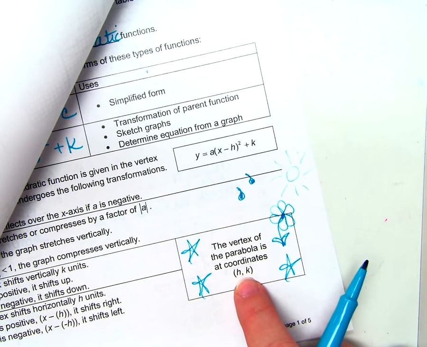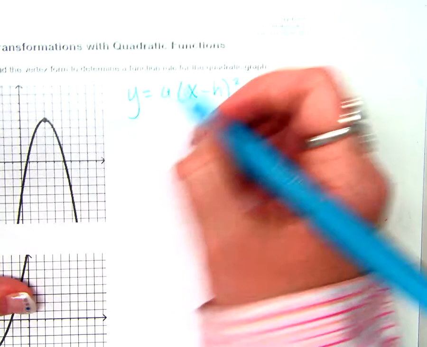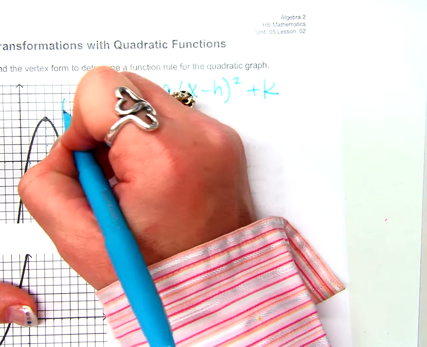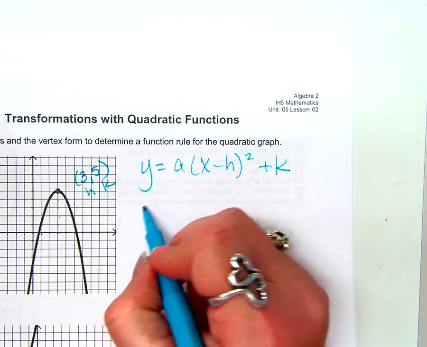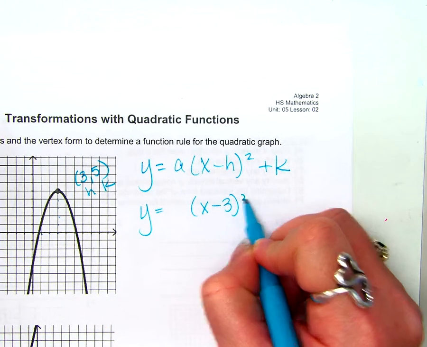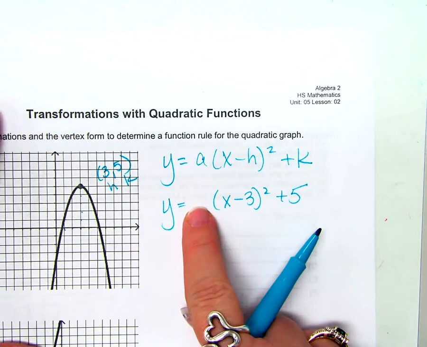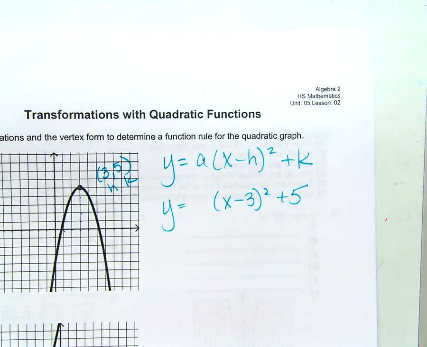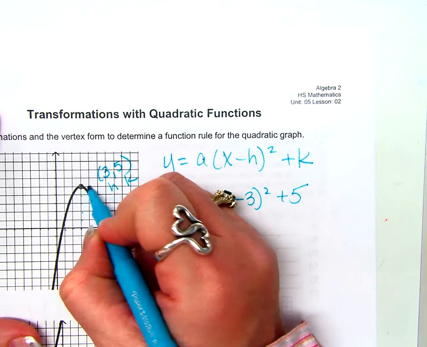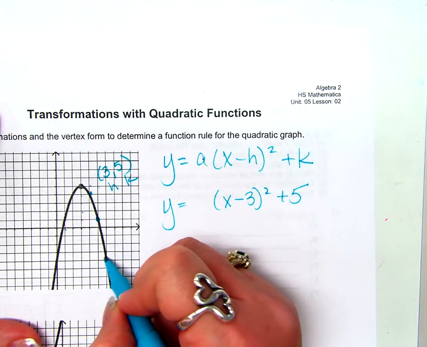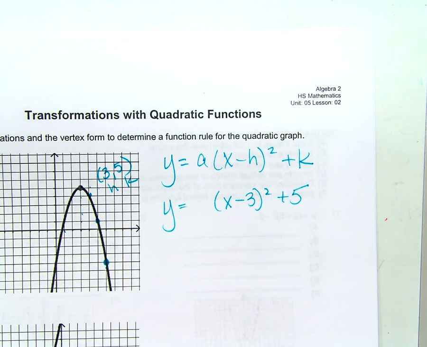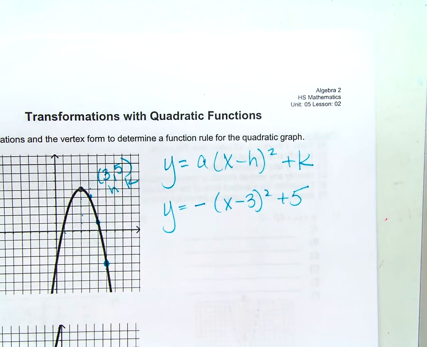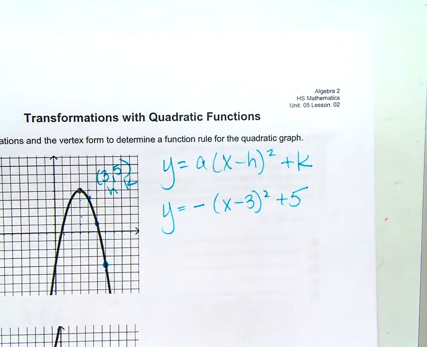I know my vertex is (h, k). If I know my vertex is (h, k), 1, 2, 3, 1, 2, 3, 4, 5, that point is (3, 5), which is (h, k). All I have to do is fill in h and k. y equals (x minus 3) squared plus 5. All I have to do is figure out if there's an a. Is it parent function shape? Does it go 1, 1, 2, 4, 3, 9? Yes. Then it's parent function shape and there's no number. However, the parabola is upside down. What causes it to be upside down? A negative number. Done. You can put a -1 if you want, or you can just leave the negative.